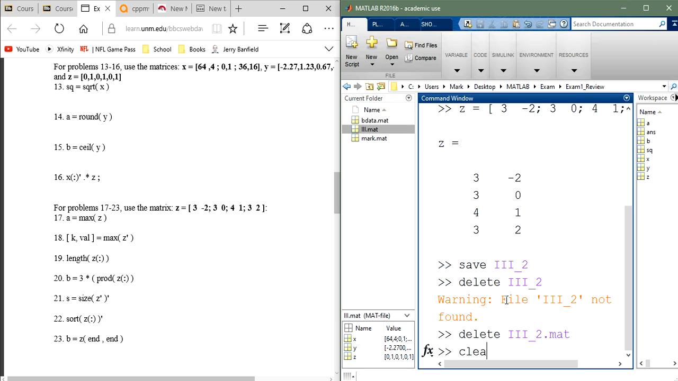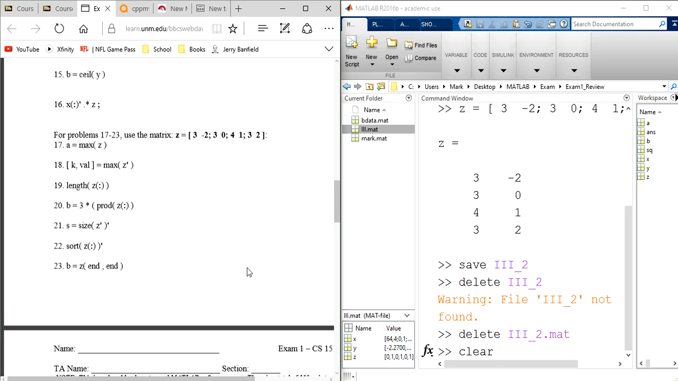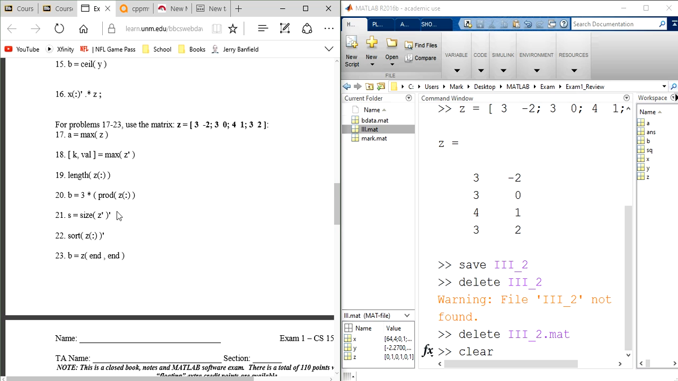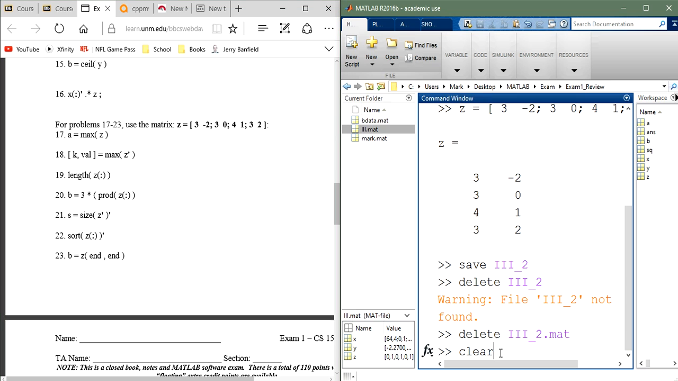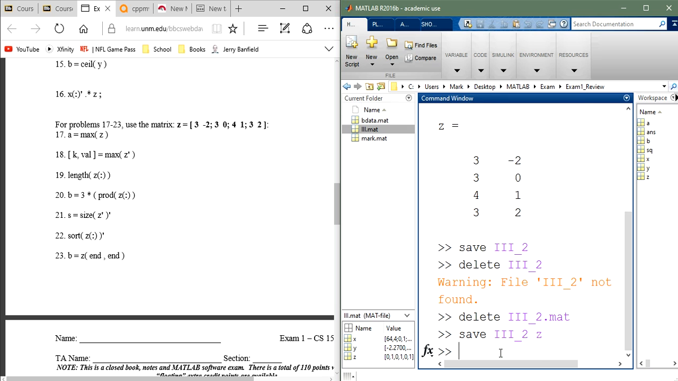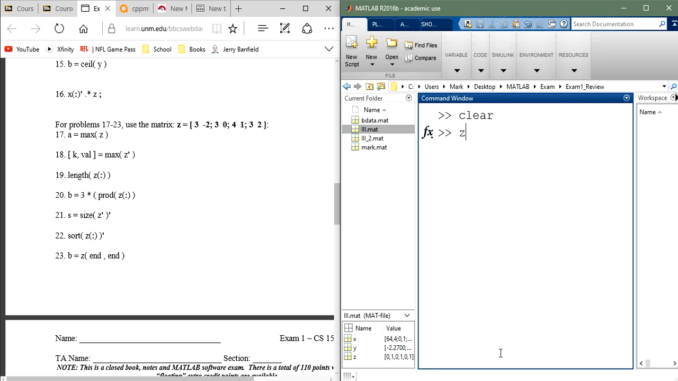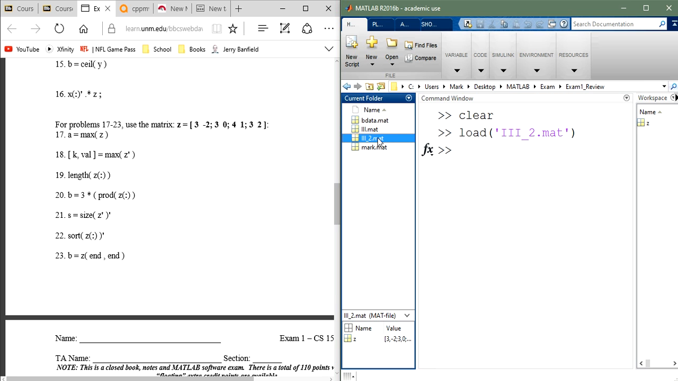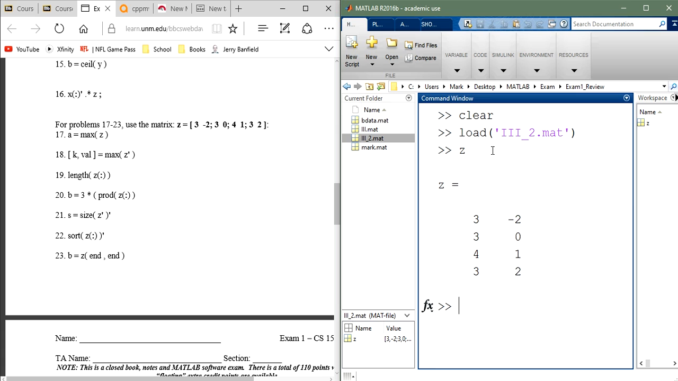So I want to clear everything except for Z. I just need to save Z. So you just say save Z. CLC, clear. Then I could type load, but it's faster just to do this. And then I want to know what Z is, and that is correct. We're ready to go. I'm sorry. This is where Peralta messes with us.